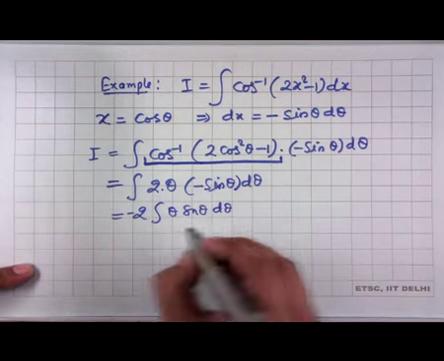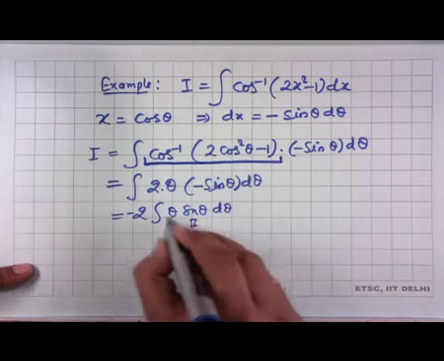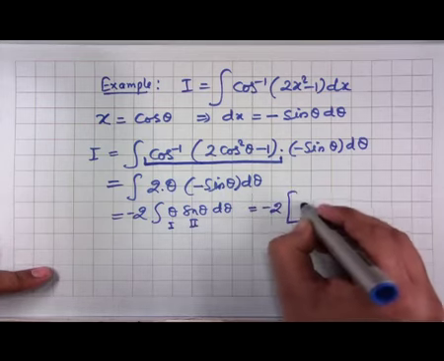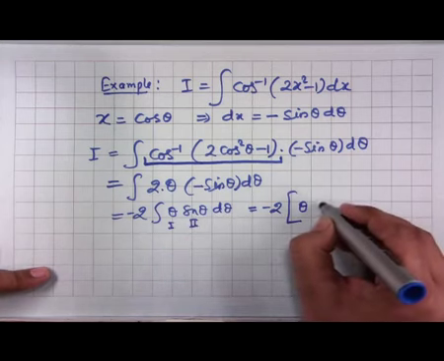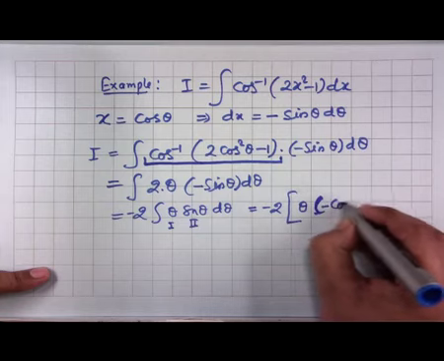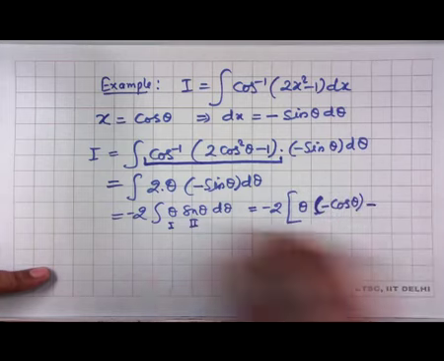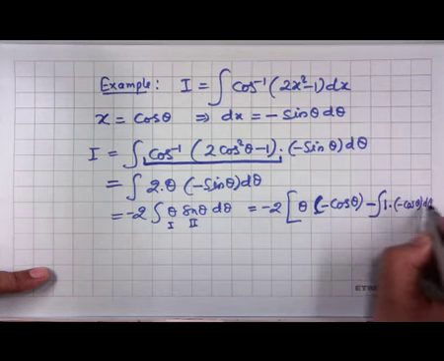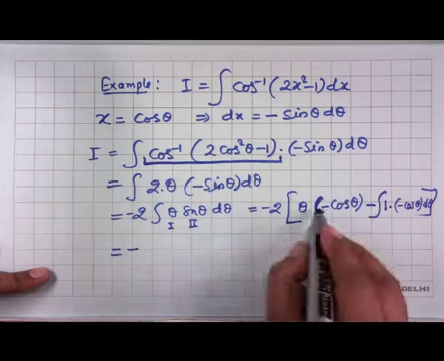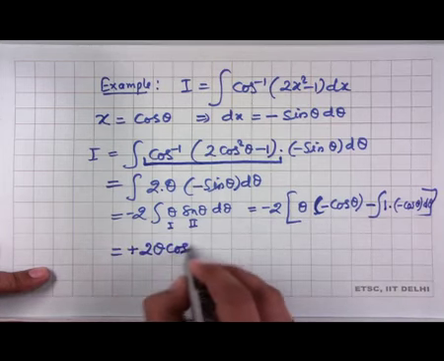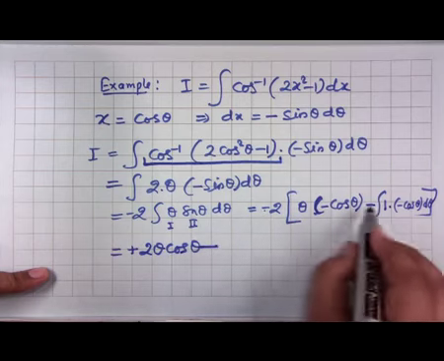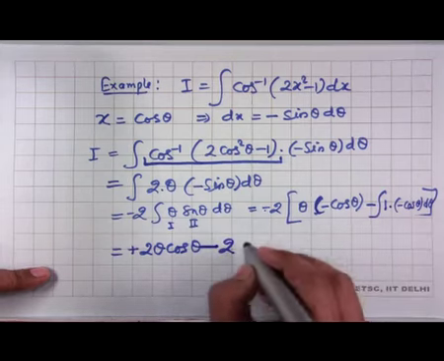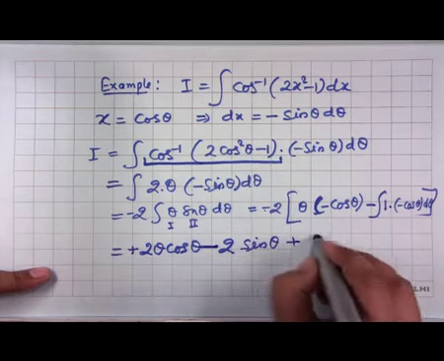I can now use integration by parts, assuming this as the first function and this being the trigonometric as the second function. So it will give me minus 2 times theta into the integration of sin theta, which is minus cos theta, minus integration of theta's differentiation 1 times the integration of sin theta, minus cos theta, d theta, which will finally give me plus 2 theta cos theta, then minus 2 integration of cos theta. Integration of cos theta is nothing but sin theta and a constant of integration.